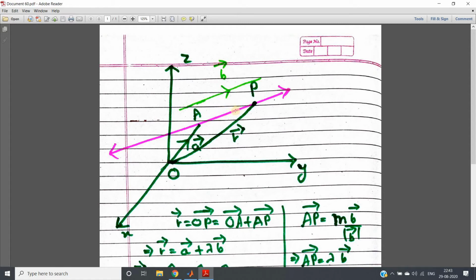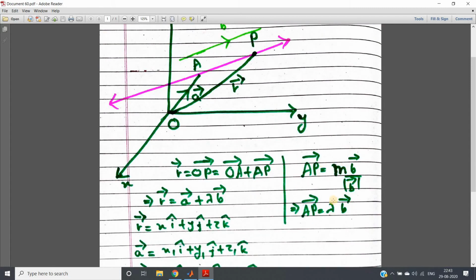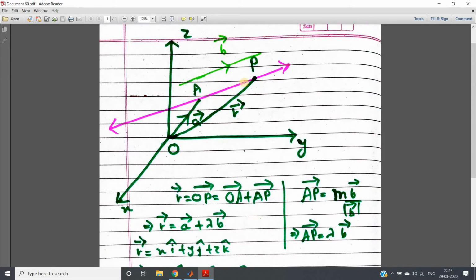See, this particular part is on the line itself, which is parallel to our B vector. So what is the unit vector parallel to B vector? We can say B vector by mod of B vector, and that same direction is our AP vector also. So multiplied by some magnitude, you will get the AP vector. So AP vector can be written as m, one constant indicating the magnitude, multiplied by B vector by mod of B vector, the same direction. So we can say m by mod of B vector as lambda, and AP vector is equal to lambda B vector. So this AP vector can be represented as B vector multiplied by some constant.